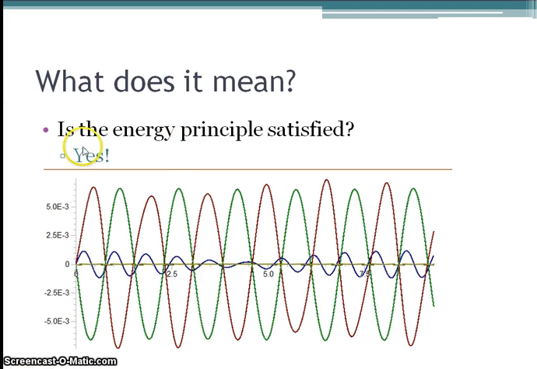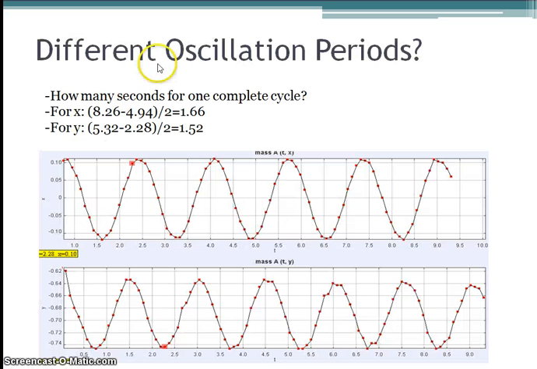So we can conclude that the energy principle is indeed satisfied because there's no work done, delta E must be 0, and as you can tell from the graph, the yellow line is at 0. So throughout the whole thing, no energy comes in, no energy comes out, everything stays in the system.